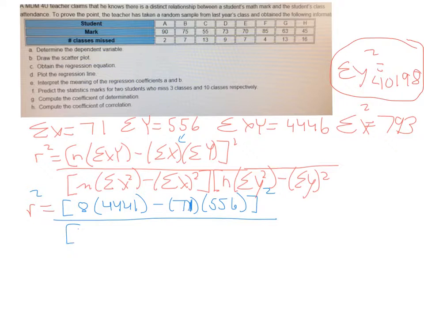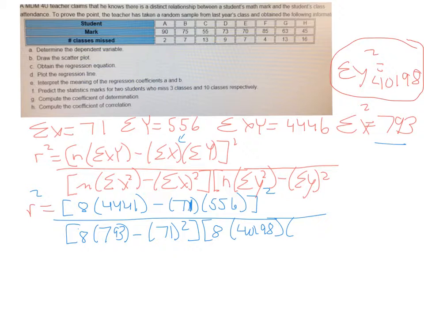And on the bottom, we're going to have 8 times the sum of the x squareds, which we have here, 793, minus the sum of x squared. So we're going to take the 71 and square it. In the second bracket, we're going to take 8 times the sum of the y squareds, which is 40198. And we're going to subtract that with the sum of the y's all squared. And so that means we're going to take that 556 number and square it.